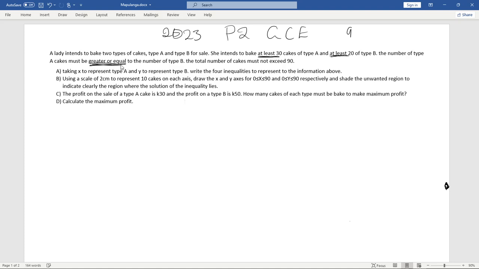I'll just underline it there. So the total number of cakes must not exceed 90, which means they should be 90 or less. So, must not exceed. We'll get back to these phrases. Question A says, taking X to represent type A and Y to represent type B, write the four inequalities to represent the information above. So we'll start our solutions there.